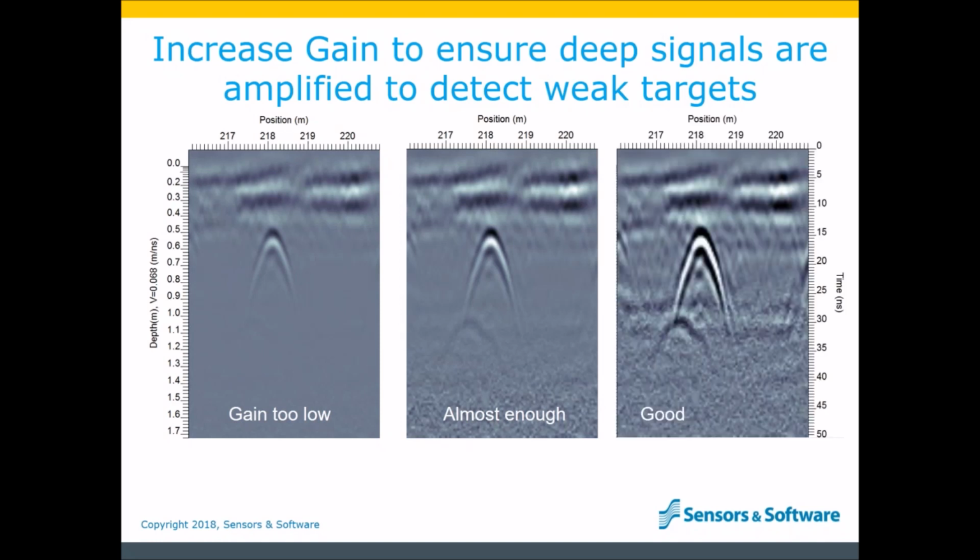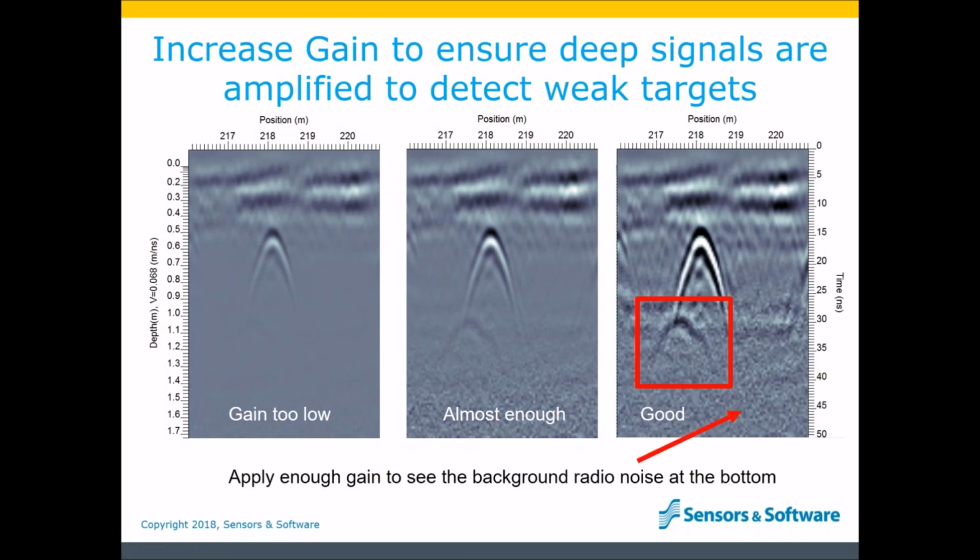On the right, this image has the best gain. In fact, we see a hyperbolic response that was not visible or barely visible in the previous two images. The snowy signals at the bottom represent the background radio noise. Now the gain should be high enough that we see this background noise without overgaining it to the point that the data is hard to interpret.